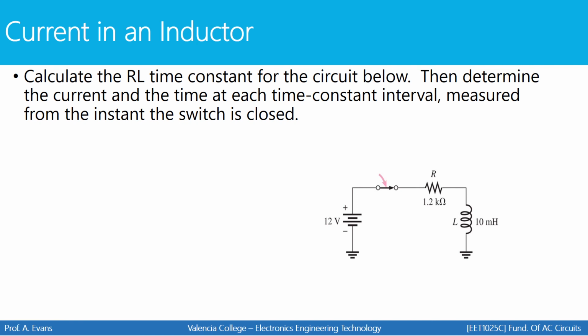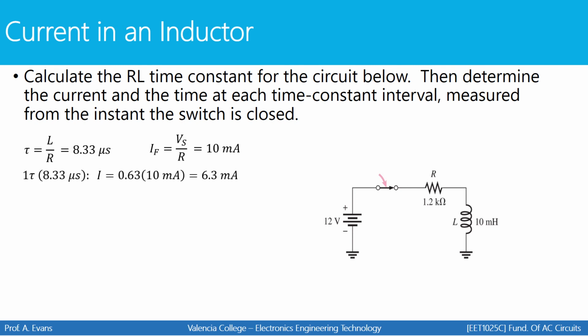So we're going to calculate the RL time constant for the circuit below, and then determine the current and the time at each time constant interval, measured from the instant the switch is closed. First, here's our time constant, L divided by R. We have to know the final value of the current in order to figure out how the current will increase or decrease over time. So that's Vs over R, 12 volts divided by 1.2 kiloohms.